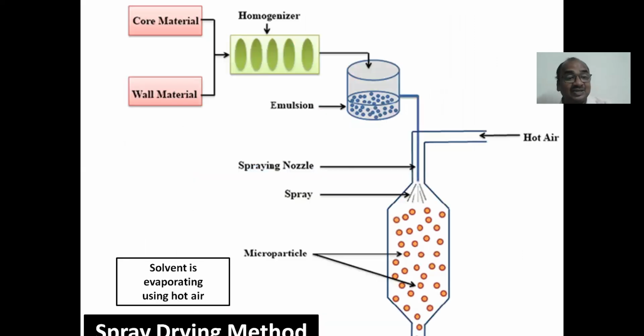Whereas in the spray drying method, the entire solution, with the core material and the wall material, the shell material, you make into an emulsion that you are going to spray here. You spray it into hot air that you are pumping here. Automatically, due to the hot air, the solvent evaporates. When the solvent evaporates, same process: the shell material gets deposited on the surface of the core. You will get beautiful microcapsules here. The solvent is evaporating using hot air. That is called the spraying method, spraying the solution into the hot chamber.